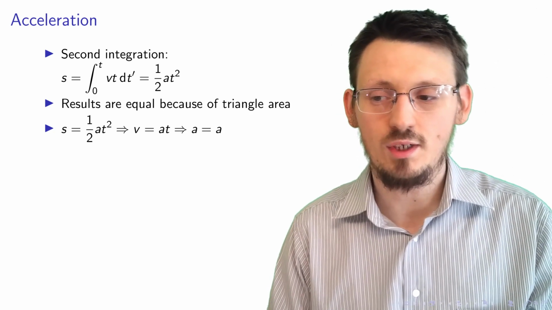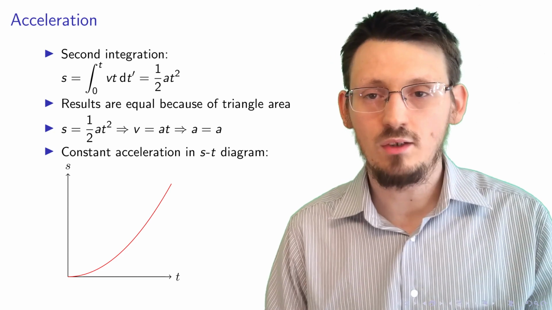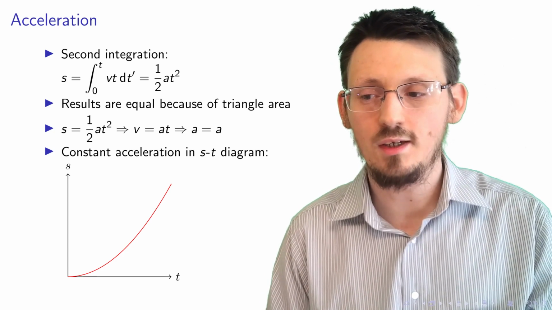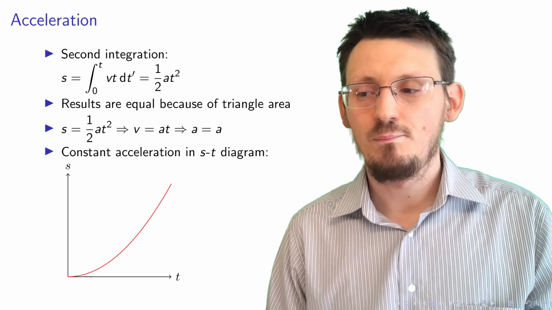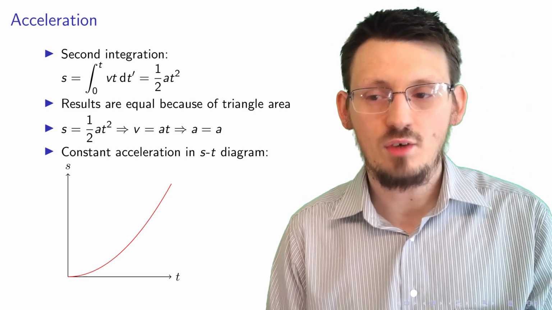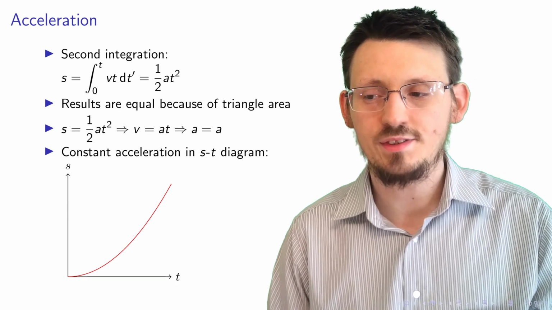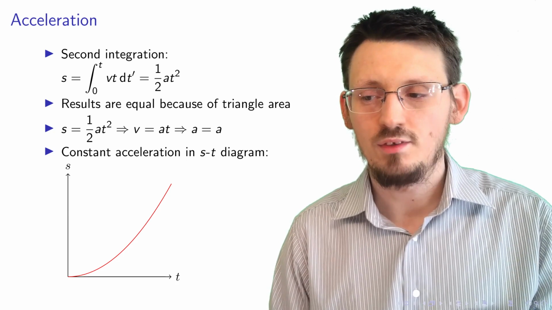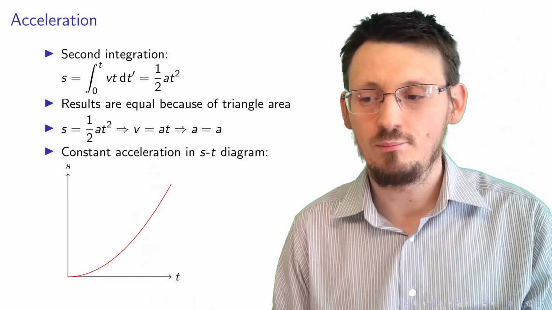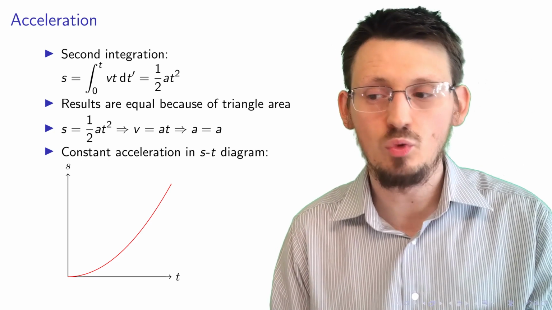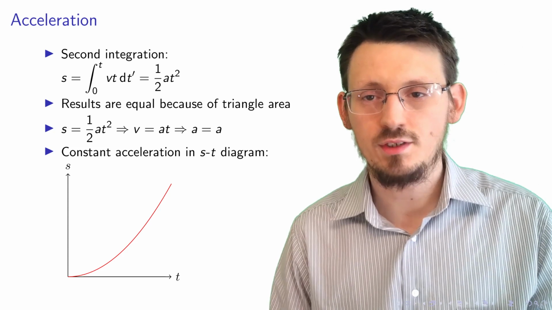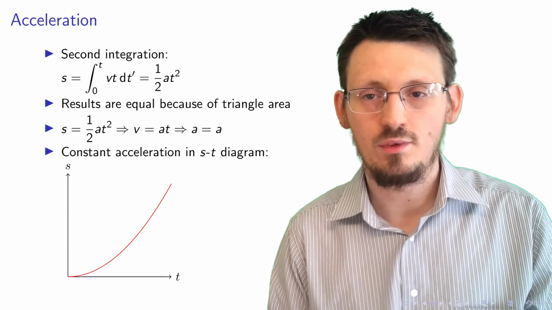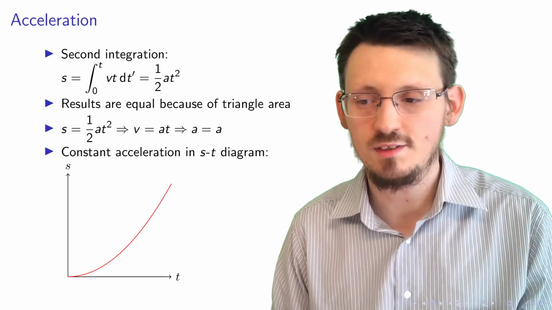Finally, we can also take a look at the s-t diagram for a constant acceleration, and this is shown here. As you can see, the resulting graph has the shape of a parabola. The left side of that parabola for negative times has been removed just because of its unphysical nature. But this is just to show again the quadratic correlation between s and t.